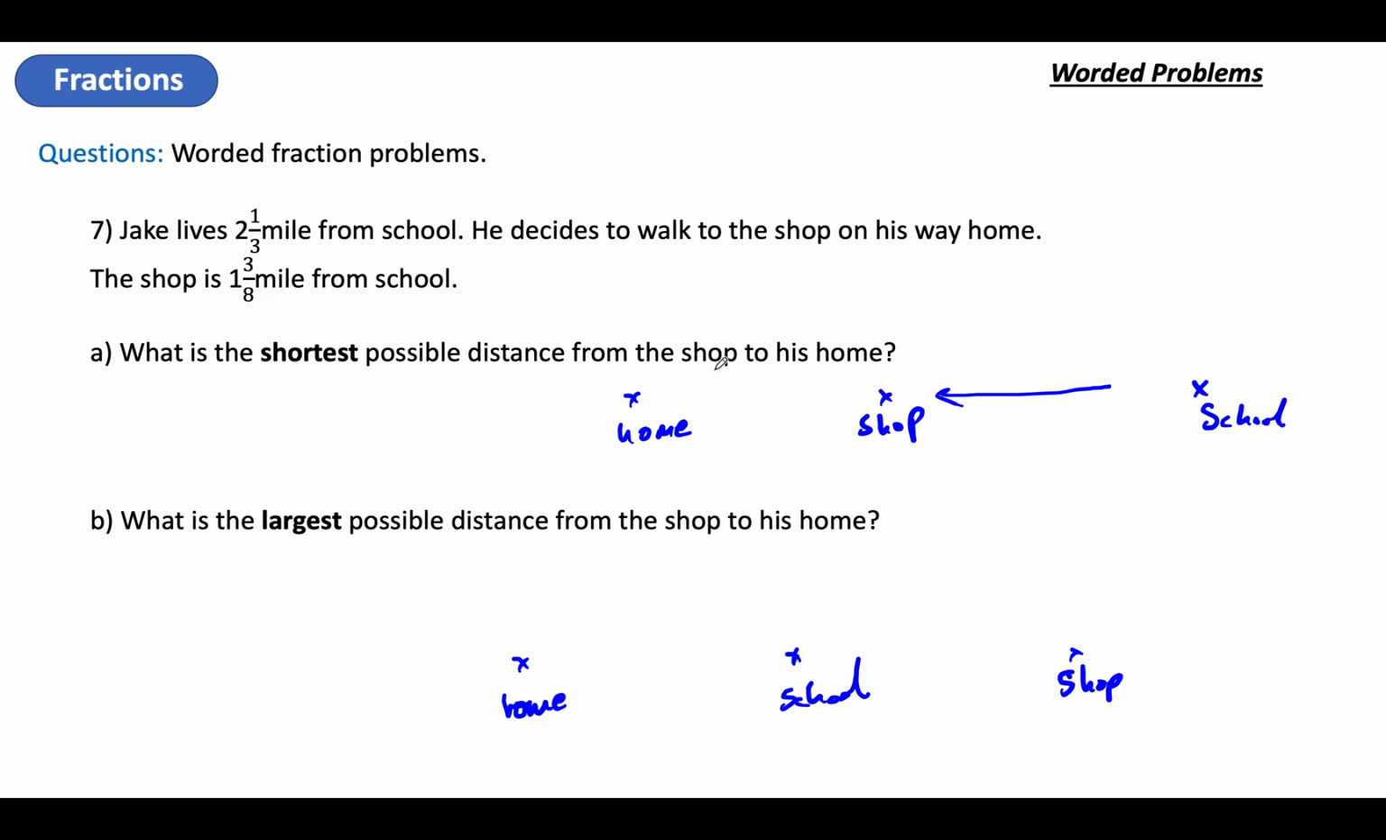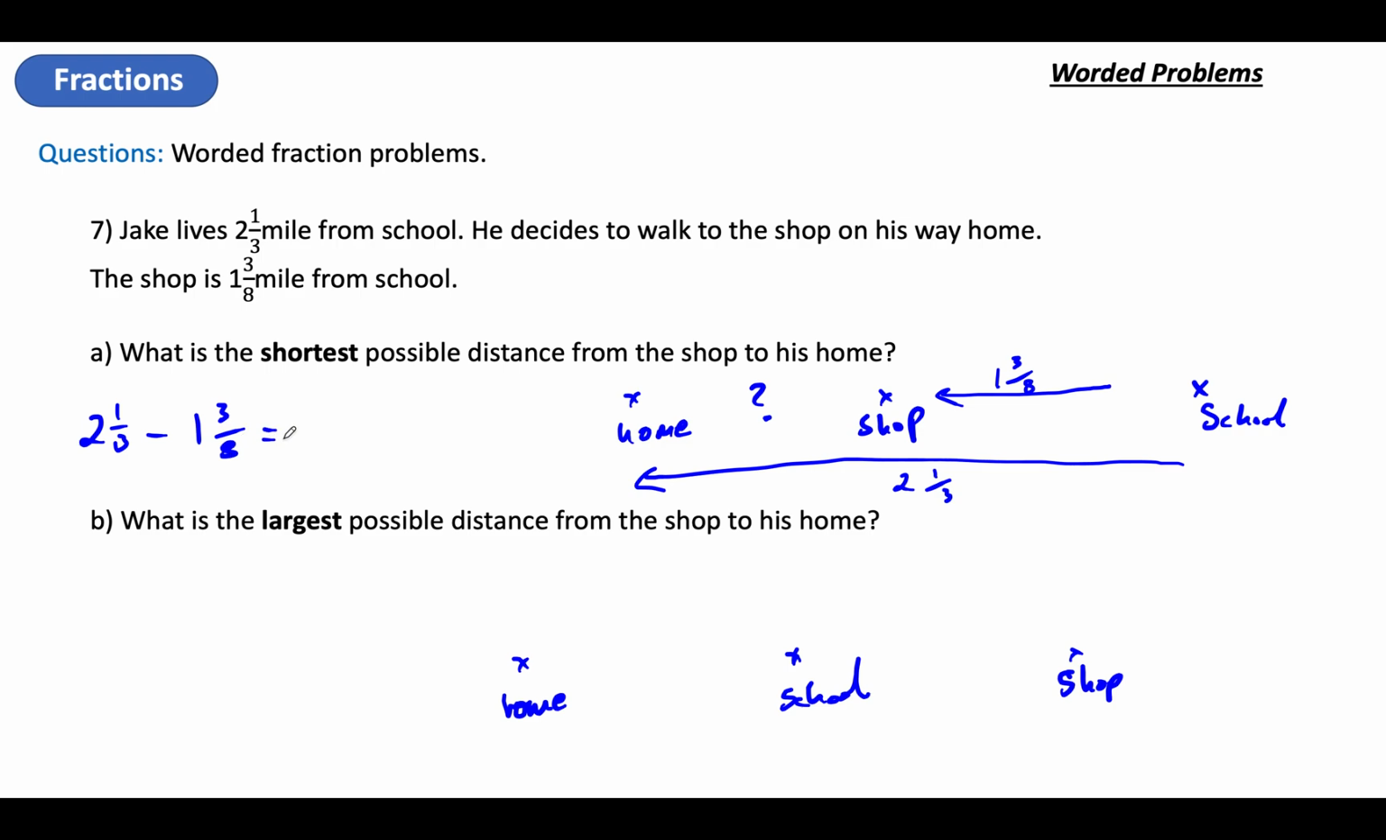So if he goes from the school to the shop, it's 1 3/8 of a mile. It's like a mixed number there. And then Jake lives 2 1/3 miles from the school, so if we go all the way home, that's 2 1/3. Right, so in which case, what's the missing distance between the shop and home? Well, we need to do the whole distance, 2 1/3, take away 1 3/8.